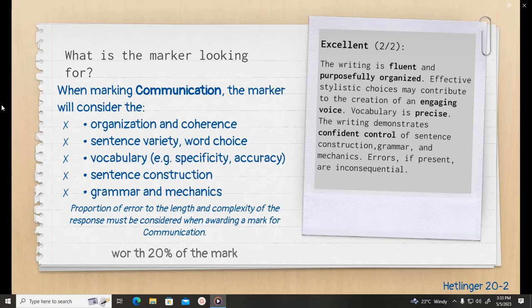To get 100% in this category, your writing must be fluent and purposefully organized. If you follow this structure, you should be okay with organization. You also have to have an engaging voice. Your vocabulary should be precise, and you should have confident control of sentence structure. So take a look at your paragraphs and see how many capitals and periods you have. If you only have 1 or 2 periods, perhaps you need to go back and edit.